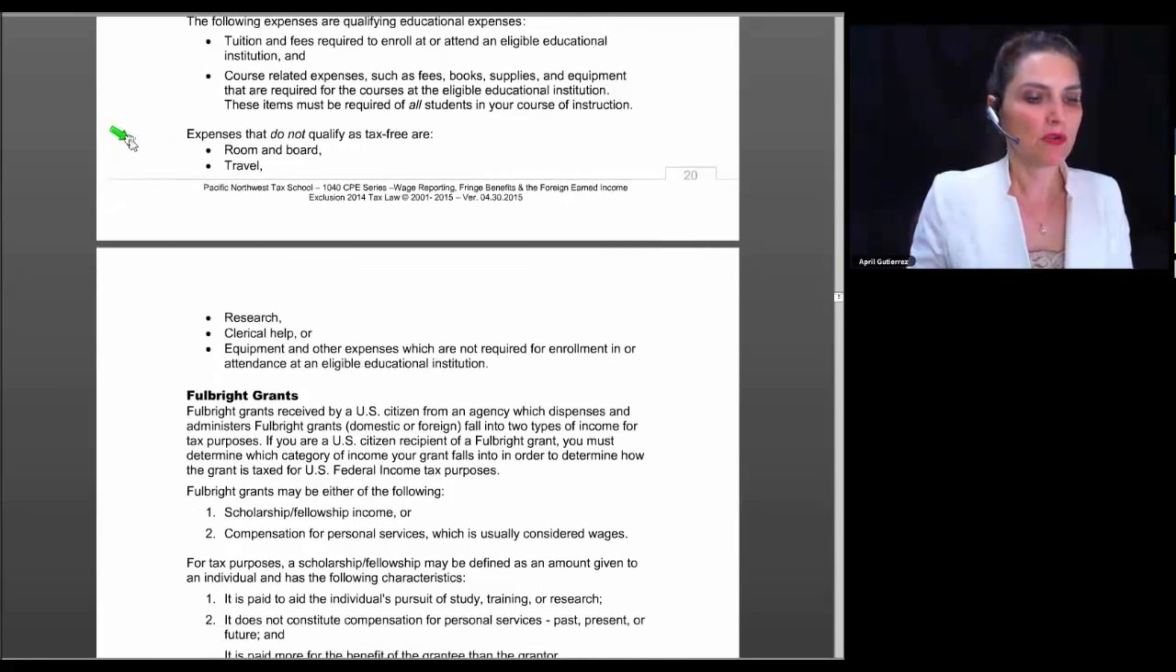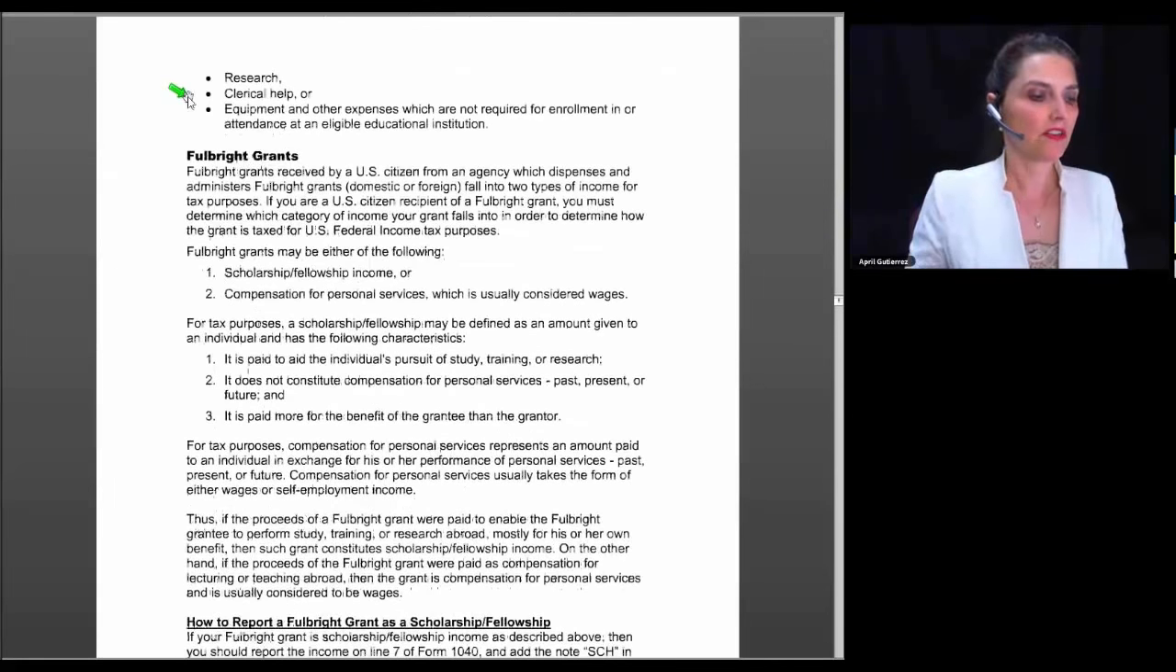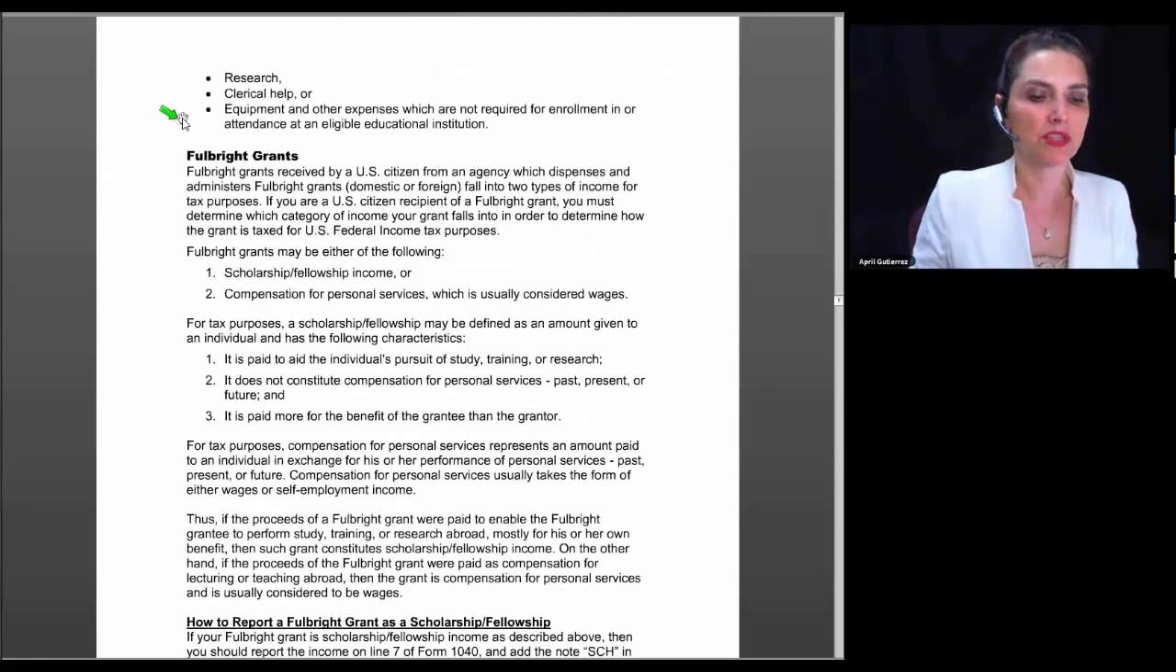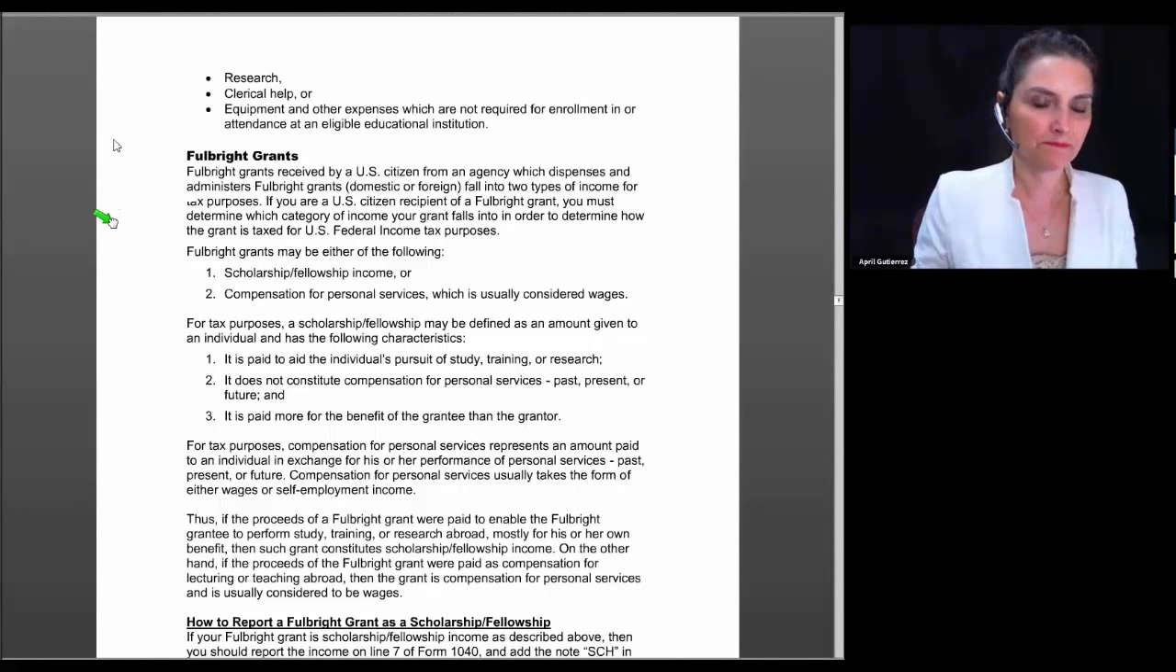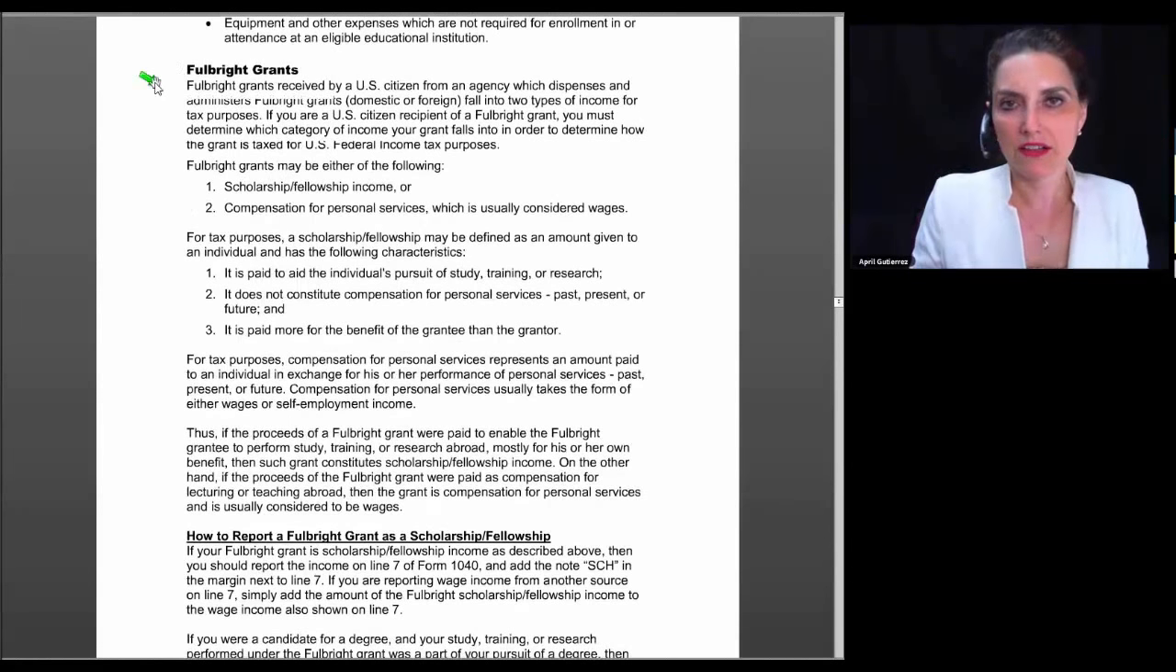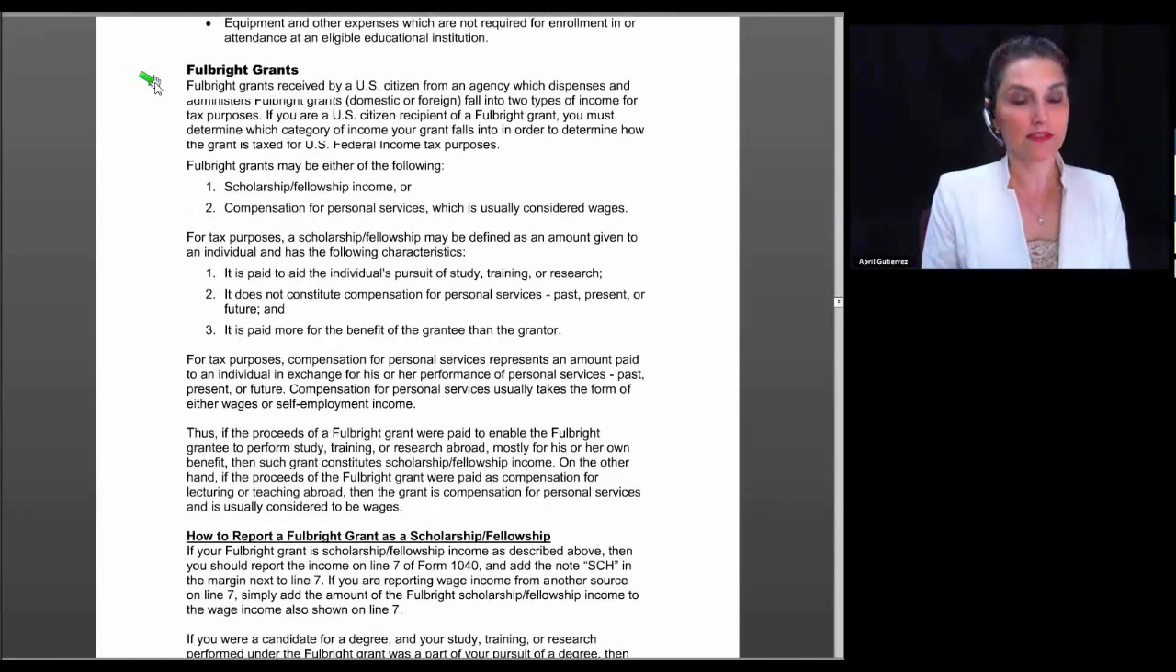These items must be required of all students in your course of instruction. Now, expenses that do not qualify as tax-free include room and board, travel, research, clerical help, or equipment and other expenses which are not required for enrollment in or attendance at an eligible educational institution.